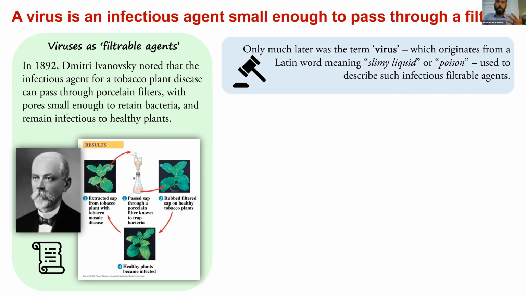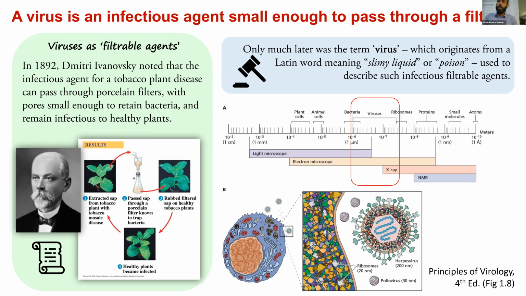Much later was when the term virus came to be, that derives from the Latin word meaning slimy liquid or poison. And so this is where we're at. So we have, this is a scale of size. So here our cells, our animal cells are right here. Going to the right here is decreasing in size. And you can see that the bacteria are smaller and viruses are smaller than bacteria. And that's why they were able to cross those filters.